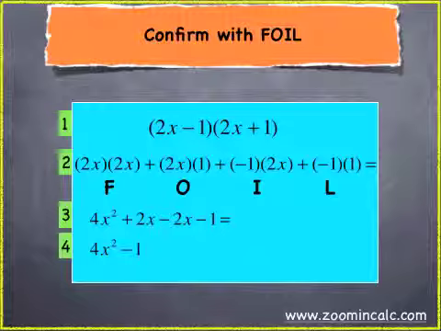We multiply them together, we add all those up, and you wind up with what you have in number 3, and then you simplify. The 2x terms disappear because it's 2x minus 2x, and you wind up with 4x squared minus 1, and that's what we started with when we started to utilize difference of squares. So we have confirmed, going the other direction with FOIL, that we factored 4x squared minus 1 correctly.